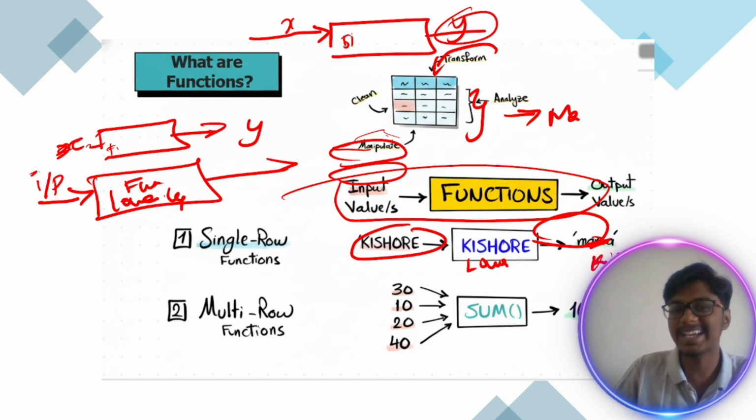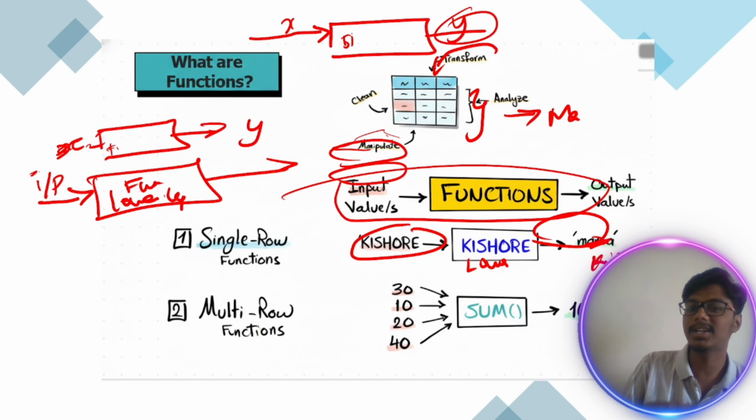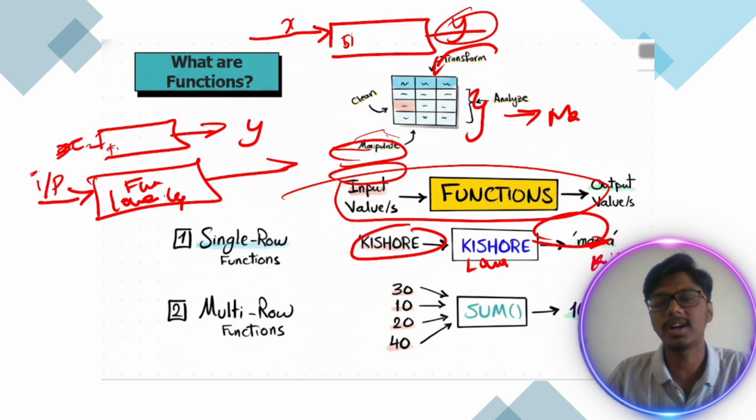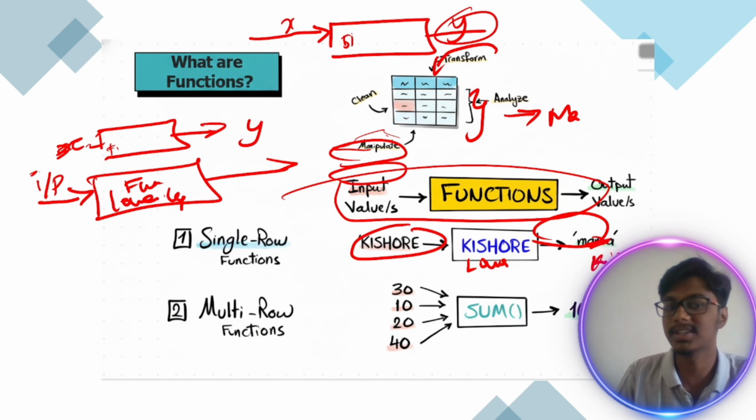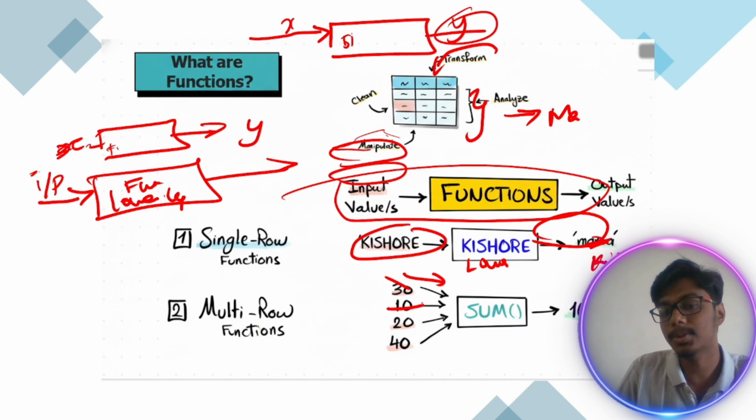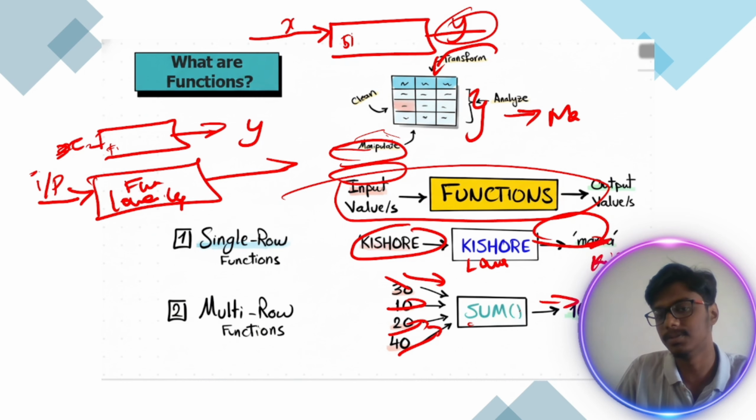As the name itself suggests, if we give one single value to a function and we get one single output value, that's what a single row function does. And what is meant by a multi-row function? As the name suggests, if you give multiple input values to a single function, the output will be one single value.